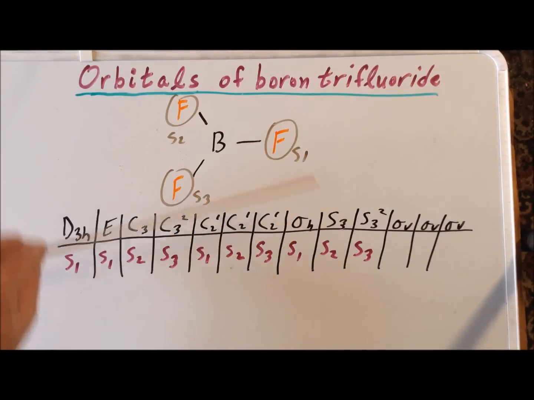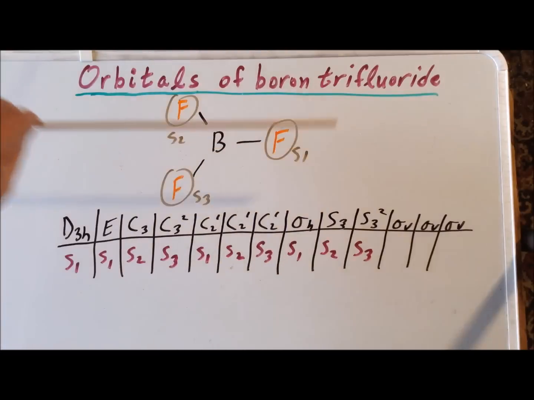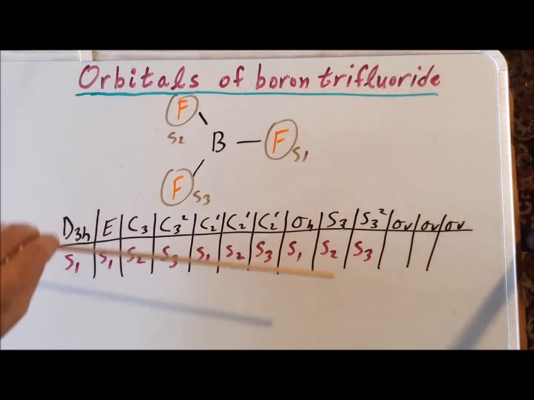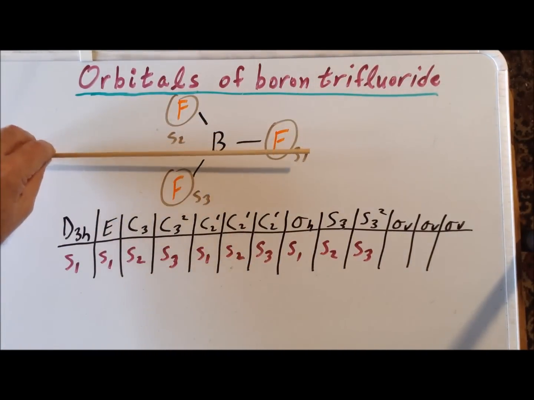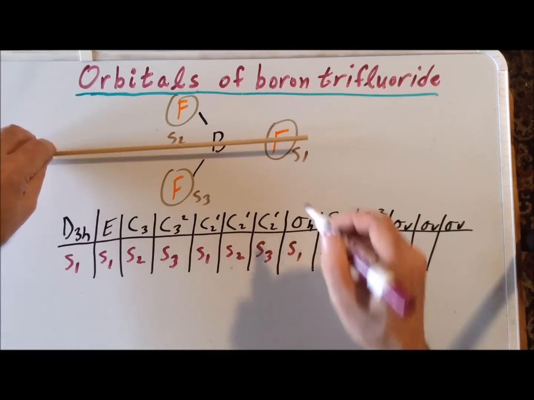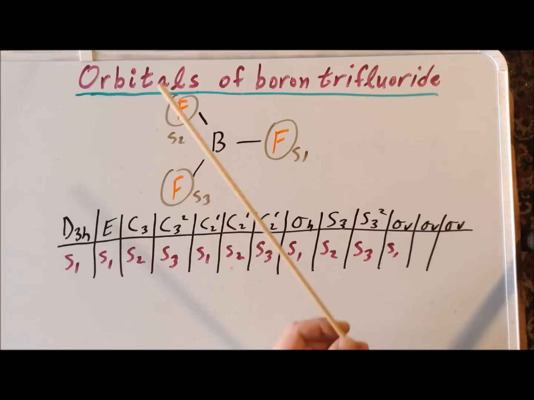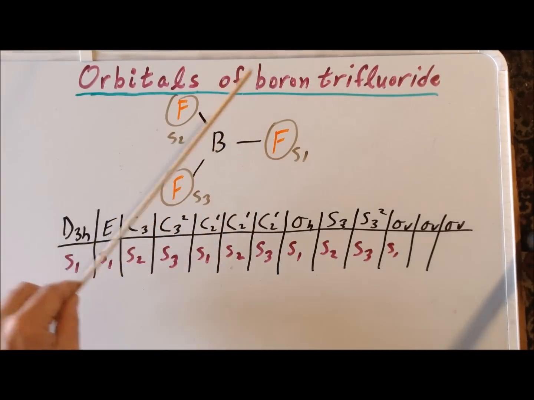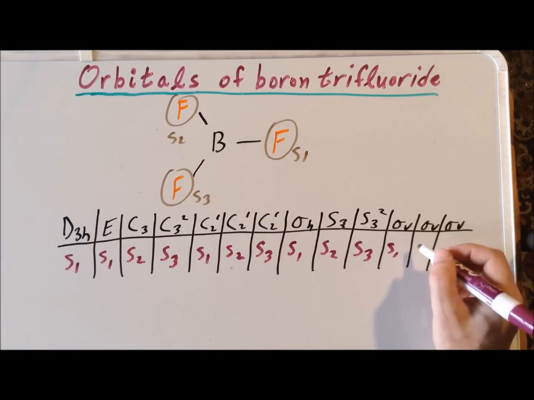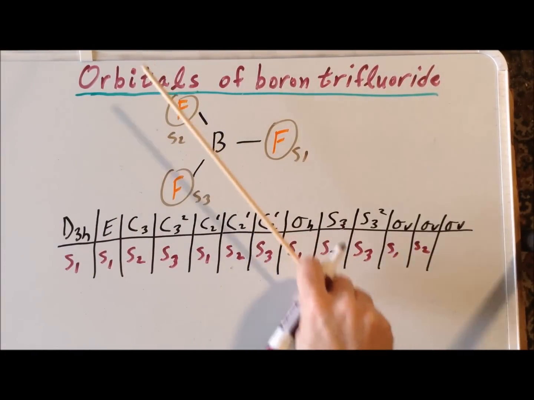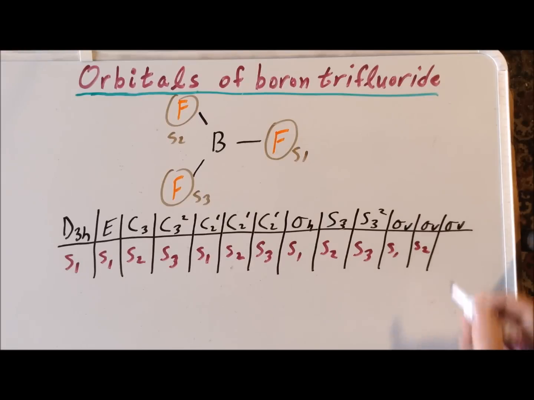Then we have sigma v's. Sigma v is a plane going perpendicular to the plane of the board, but through the boron-fluorine axes, so that the first sigma v takes S1 into S1 because it's along the mirror plane. If we have this sigma v, it reflects S1 to S2. And then last but not least, if we look along this sigma v, it reflects S1 to S3.